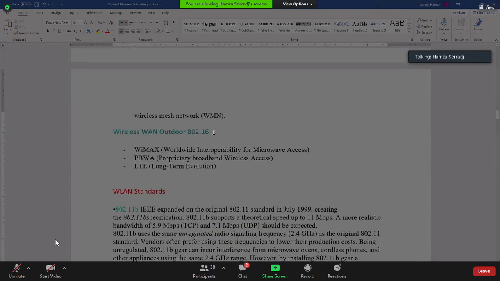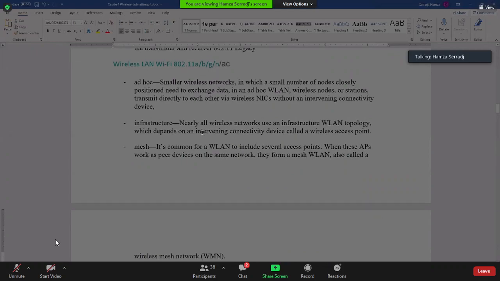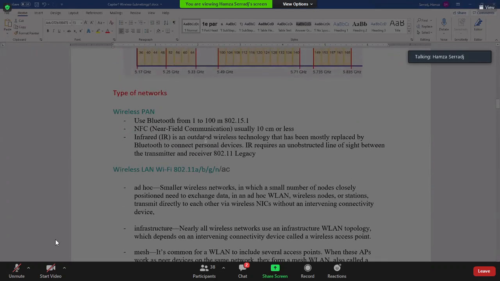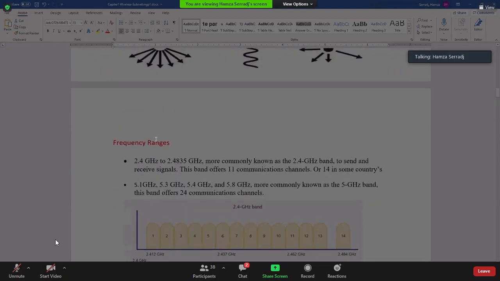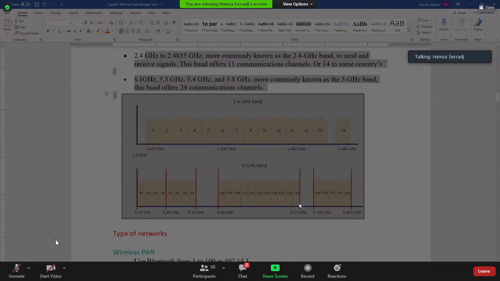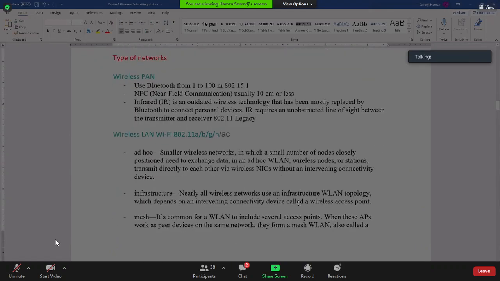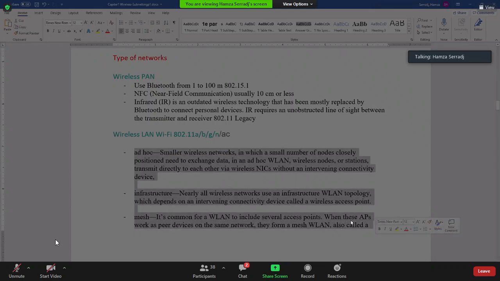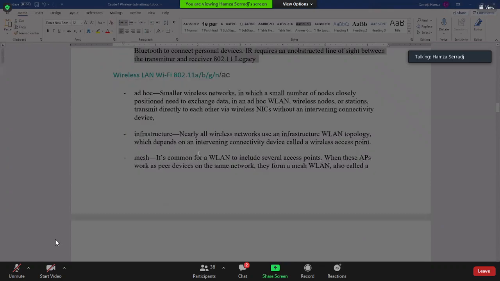All right, so wireless outdoor is under the 16. But the Wi-Fi, when we say Wi-Fi, we are referring to this. We are referring to the wireless LAN. When we talk about Wi-Fi, we talk about those things here. This is the Wi-Fi, wireless fidelity. When we say wireless fidelity, we are talking about this part here. The others are not Wi-Fi. Those are not Wi-Fi, and those are not Wi-Fi.